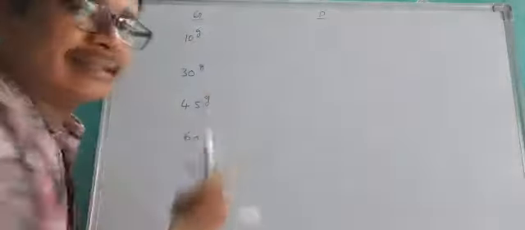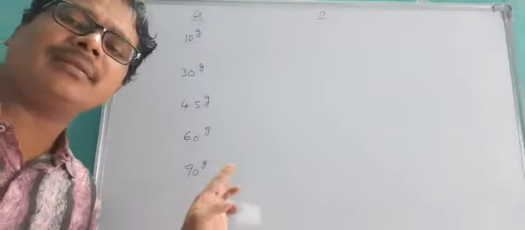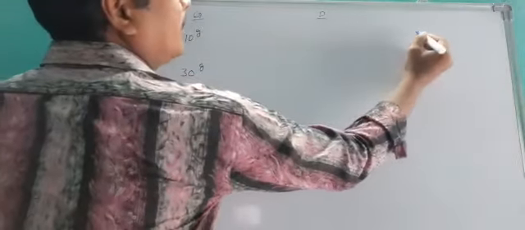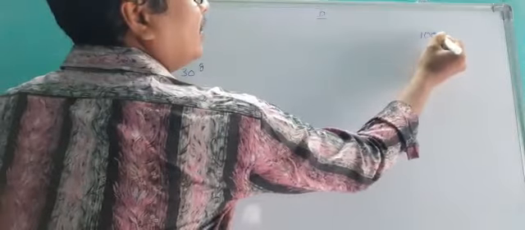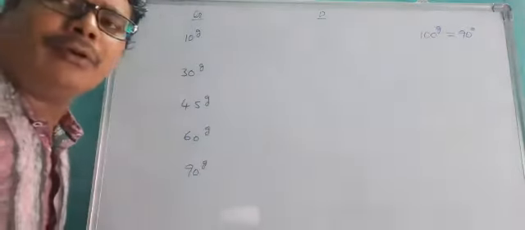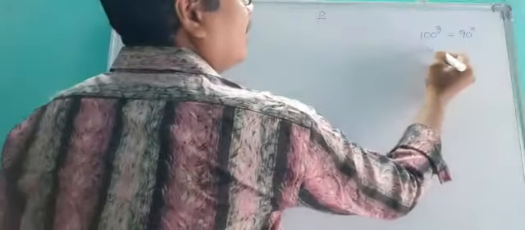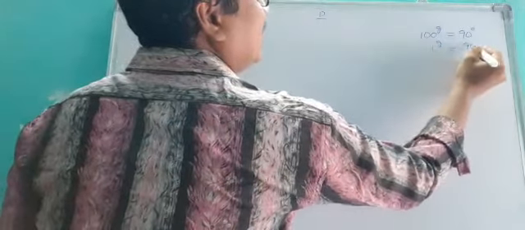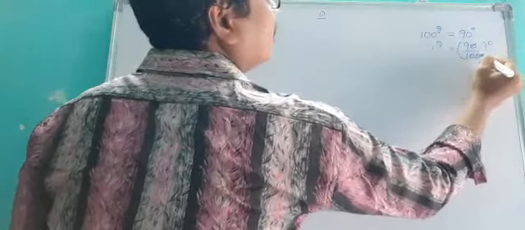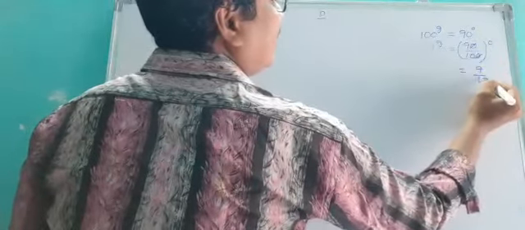Okay, next one is converting grades into degrees. How? Very simple. Already you know one right angle is divided into 100 parts in grades. 100 grades equal a right angle, which in degrees is 90 degrees. So 100 grades equal 90 degrees. So 1 grade equals 90 by 100 degrees. That means the zeros cancel, so 9 by 10 degrees.